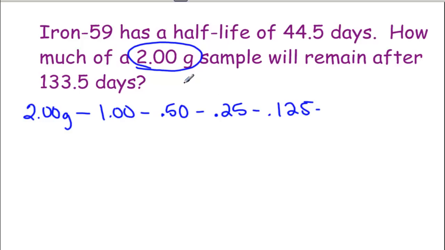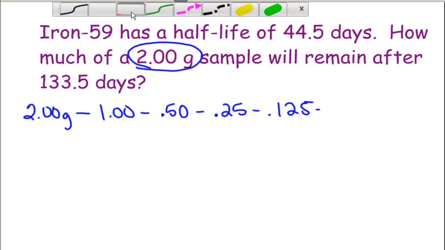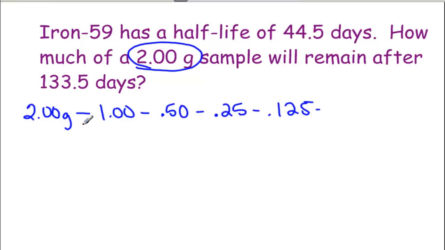Our question says how much of our sample will remain after 133.5 days. So what we have to do is figure out how many days we have. Now each dash, alright, that represents your half-life. So each dash means that 44.5 days have elapsed. Alright, so it takes 44.5 days to go from 2 grams to 1 gram of our iron-59.